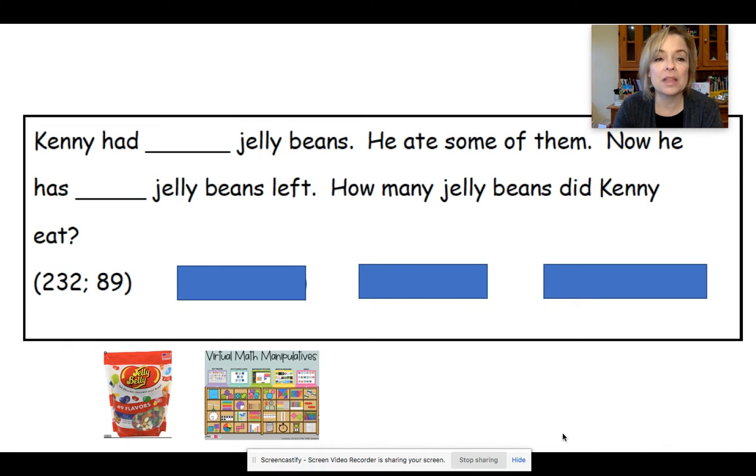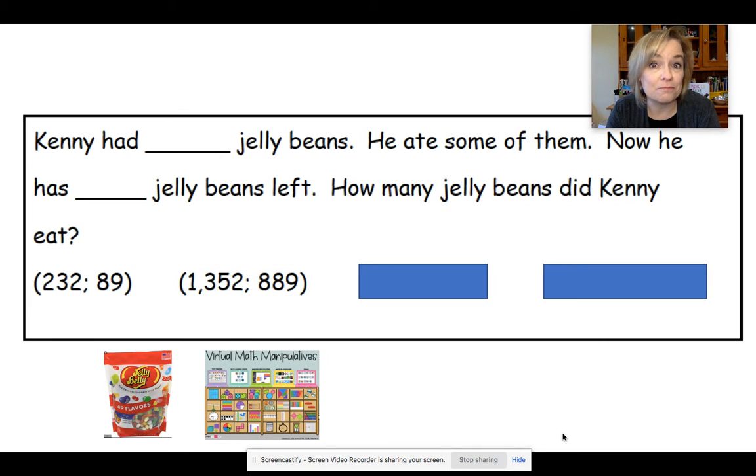So Kenny maybe had 232 jelly beans and ate some, and now he has 89 jelly beans left. How many jelly beans did Kenny eat? Would it make sense that he ate more than 232 jelly beans in this case? I don't think so, right? It's going to be somewhere, maybe 100 something. Okay, so think about what is reasonable and what is unreasonable. So when you're solving the problem, you can be thinking about that, and that will help you with your accuracy.